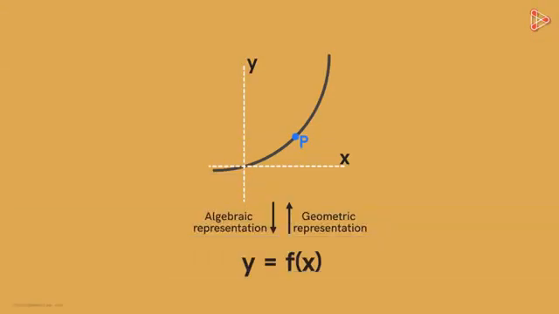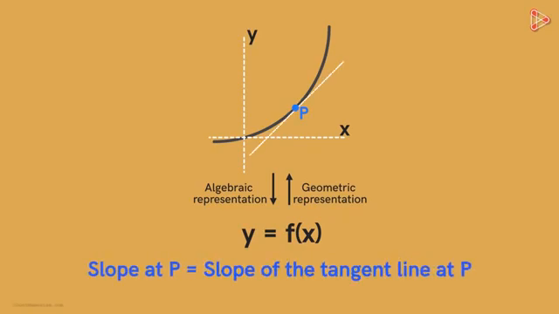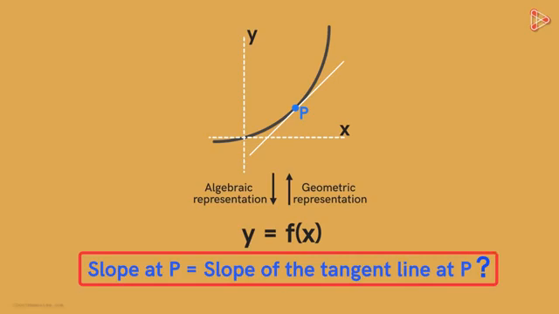So this solves our problem. The slope of the curve at a point will be equal to the slope of the tangent line at that point. And we are familiar with how to find the slope of a straight line. So how do we find the slope of the tangent line at this point? But before answering this question, let's look at why are we so interested in finding the slope. We will continue this in the next part.